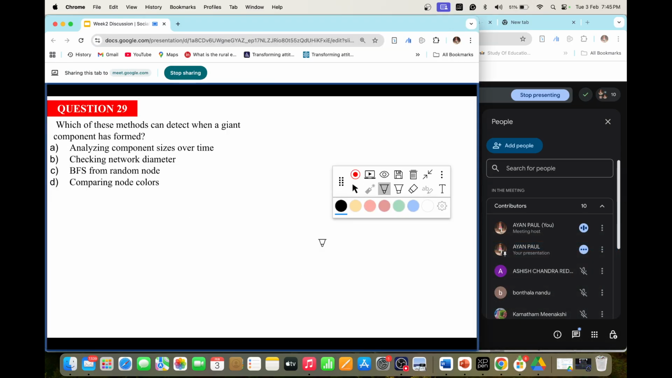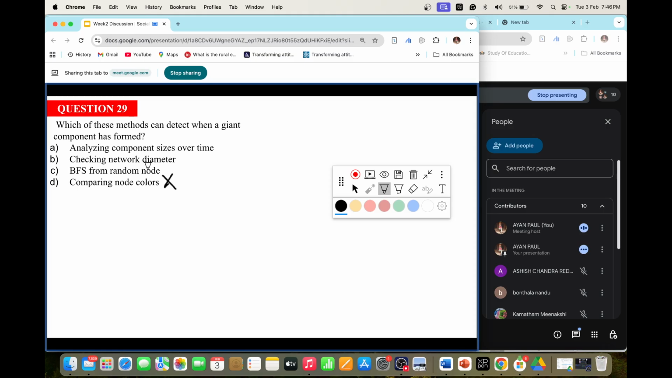Which of these methods can detect when a giant component has formed? Analyzing component size over time, checking network diameter, BFS from random nodes, and comparing node colors. So option D should definitely be wrong. BFS from random nodes is also a traversal.